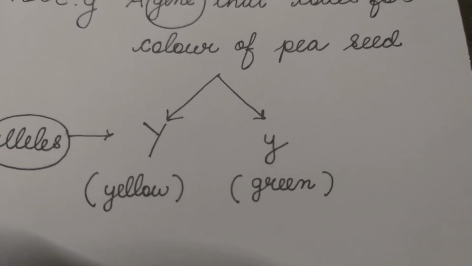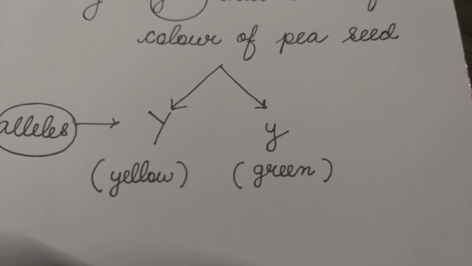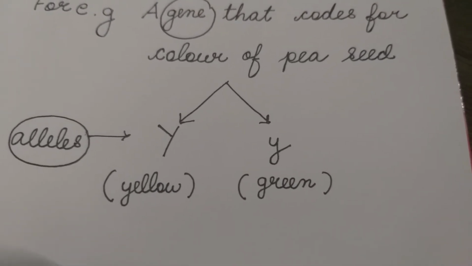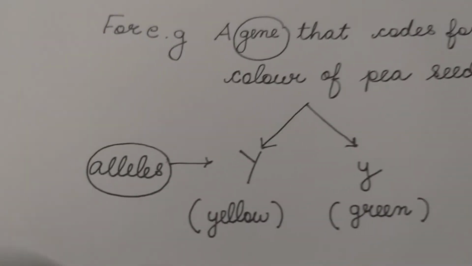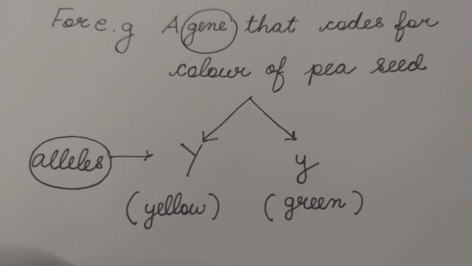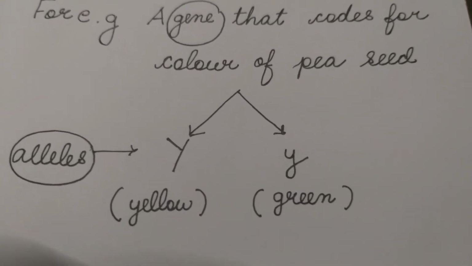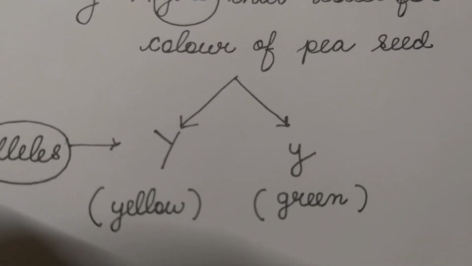Each gene exists in the chromosomes as two slightly different forms, two alternative forms, and these are called alleles. That means gene and alleles are the same; a gene exists in the form of alleles. The alleles may be similar or different.